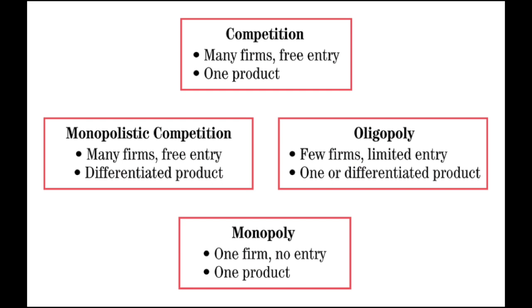This figure identifies the four different types of market structure and summarizes the similarities and differences between them. In the figure, monopoly and competition are the two extremes, while oligopoly and monopolistic competition are in between them.